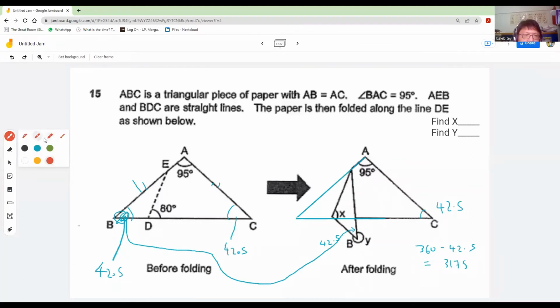X is actually slightly more straightforward. This is actually 100. And unfolding this, we'll realize that this is 100. And hence, folding along this line, this will be 100 as well. Okay, we're done for this question. Answer for x is 100.